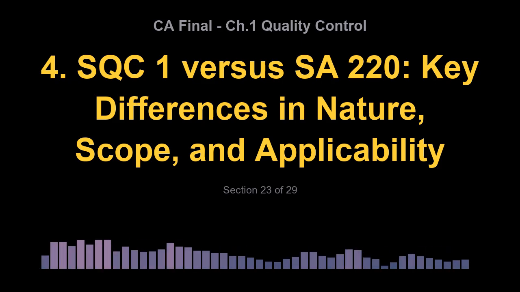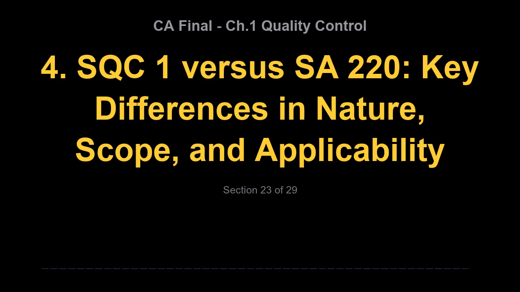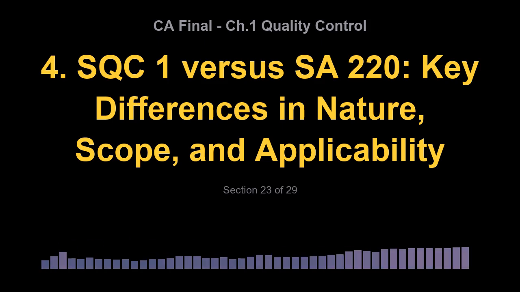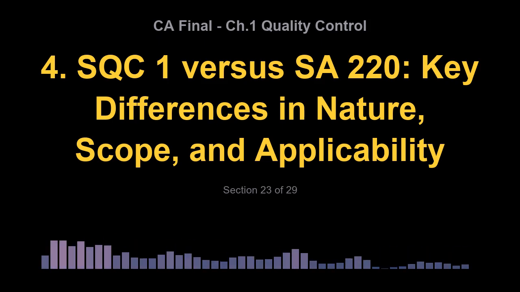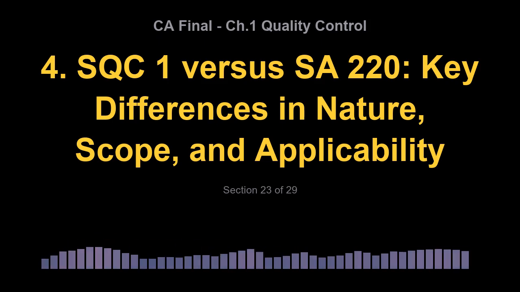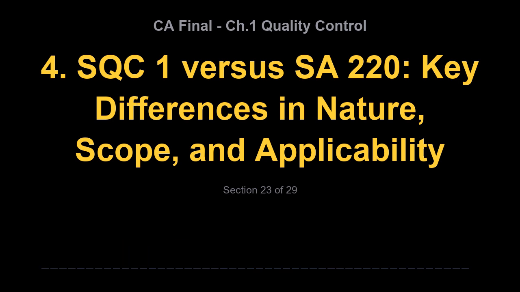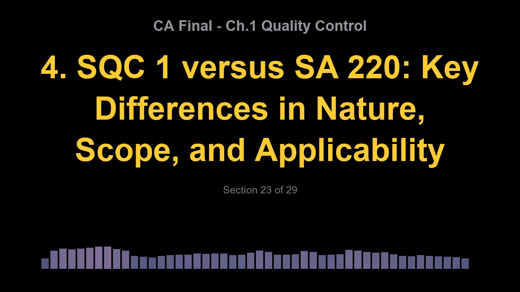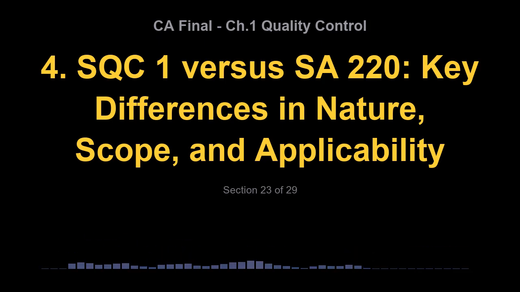Second, regarding scope of engagements. SQC 1 is applicable to audits, reviews of historical financial information, and other assurance and related services engagements. SA 220 is applicable to audit engagements only. Third, regarding what each standard relates to. SQC 1 relates to setting up a quality control system consisting of policies and procedures for the firm as a whole. SA 220 deals with the responsibilities of engagement teams to implement quality control procedures that are applicable to audit engagements.